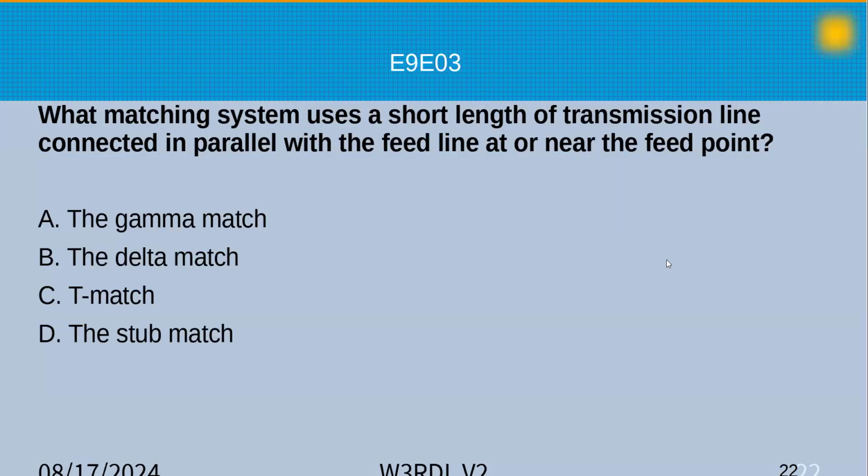What matching system uses a short length of transmission line connected in parallel with the feed line at or near the feed point? Well, it's almost simple because it's going in order, right? So it would be D.